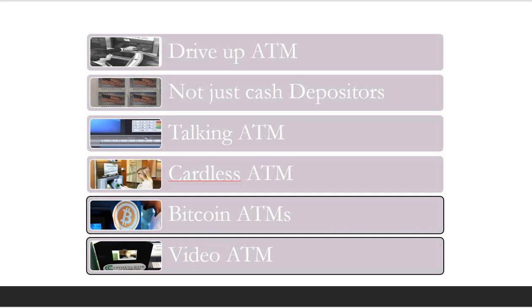Next is the Bitcoin ATM. You can convert cash into Bitcoins at an ATM. You don't have to go to a bank to do that. At an ATM, you can convert it. So normal currencies are converted to digital currencies there.